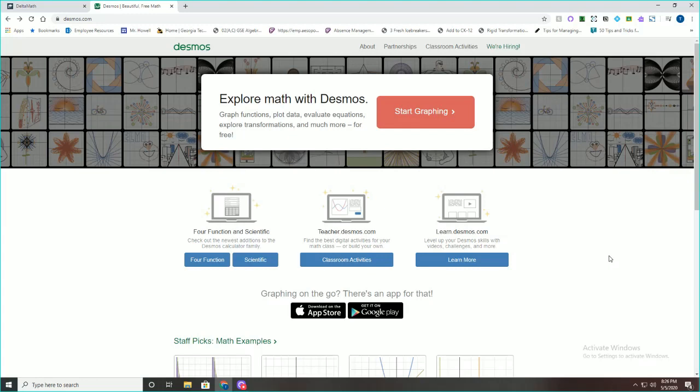So you can download the app for the graphing calculator or the scientific calculator for Android and iOS, which is, again, nice because you could have that in your pocket even if you don't have a graphing calculator. Most people do have phones. If nothing else, you can access this on the internet as well just by going to Desmos.com. So I'm going to click Start Graphing.